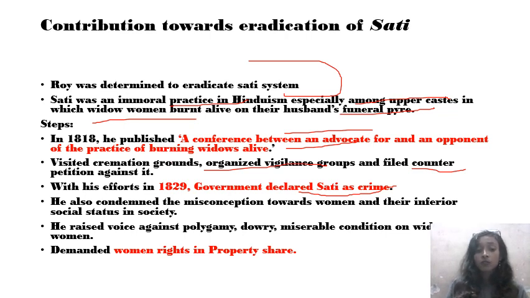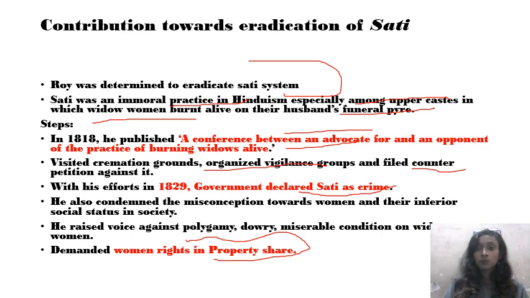And he was the first one who talked about women's right in property. This was a very new thing which Raja Rammohan Roy did, and we have already discussed that he raised his voice against polygamy and the miserable condition of widow women. You may wonder, if widow women were burnt alive, how few women are left and how their condition is miserable. Fortunately, a few widow women were left alive, but they were not allowed to live like others.